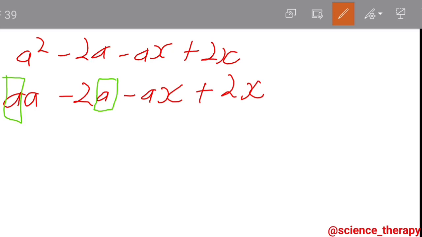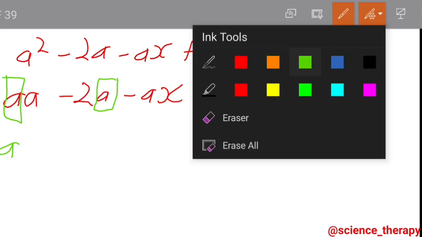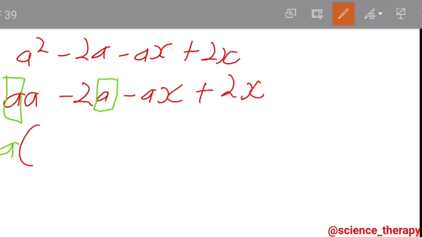So what are we going to do? Write out a. Then what are we left with when we factor out a from the first term? We are left with a. What are we left with when we factor out a from the second term? So we are left with minus 2.